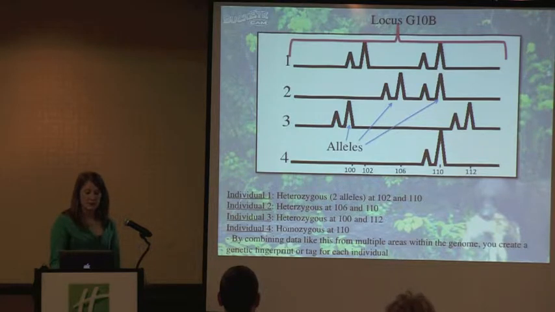The horizontal position of the peak, again, represents the length of the allele, and individual 1, you can see, has 2 alleles at 102 base pairs and 110 base pairs, making it heterozygous for locus G10b. And then individual number 4, on the other hand, is homozygous with 2 copies at locus 110.